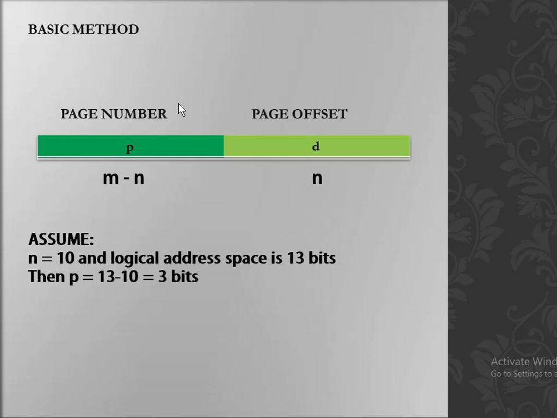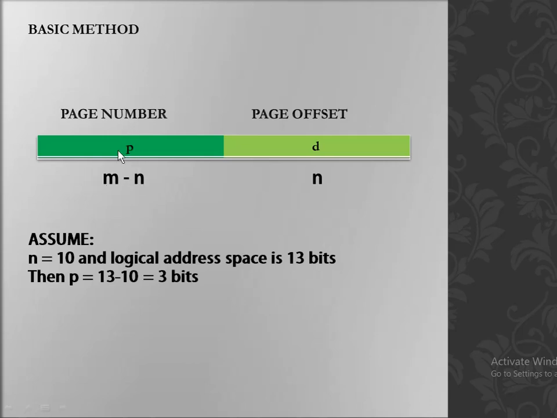The logical address space is the set of all logical addresses that will be generated by your program. Here the length of the logical address is 13 bits, right? Assume the page offset length is 10 bits. What is then P? P is the page number. It is an offset or index to the page table. I'll tell you what the page table is in the next slide.